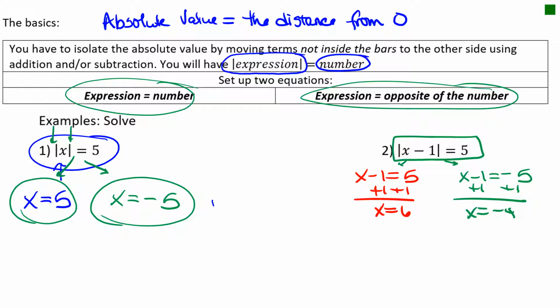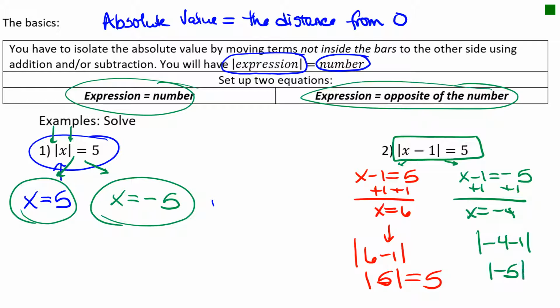So if we've got x being 6 and you take 6 minus 1, that is 5. And is the absolute value of 5 equal to 5? Yeah. What if you say x is -4, minus 1, that's -5. Is the absolute value of -5 also 5? Yes, because remember, absolute value means how far away is it from 0.